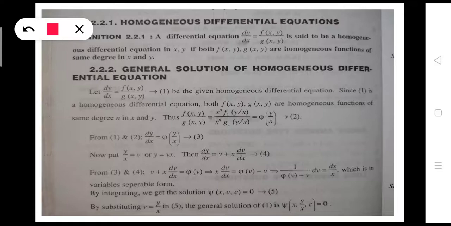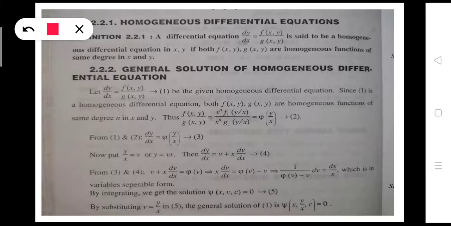We get the differentiation of y with respect to x, written as dy by dx, and vx is in the form of u into v. So the derivative of u into v can be written as u dash v plus v dash u. In a similar way, the differentiation of v into x is the derivative of x, which is 1, times v, plus x into the derivative of v with respect to x, that is dv by dx. Here we got dy by dx is equal to v plus x into dv by dx. This is called equation 4.